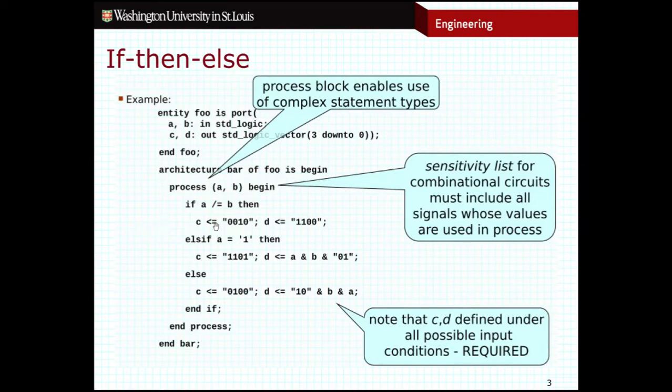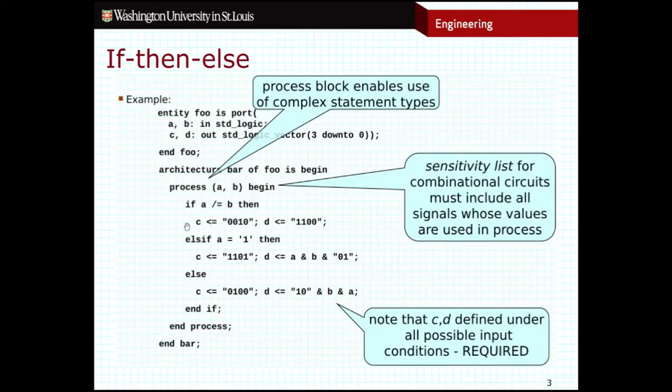Notice that we are required, if we change the value of an output in one particular case, to change that value in all cases. So we must define all outputs under all possible input conditions. The safest way of doing that is to ensure that your if statement contains an else block at the very end. That way you know for a fact that every possible input condition is covered, and we will also have a value set for every possible output.